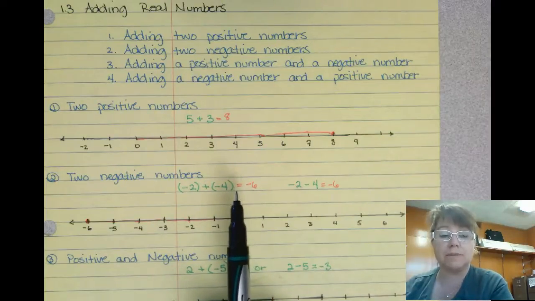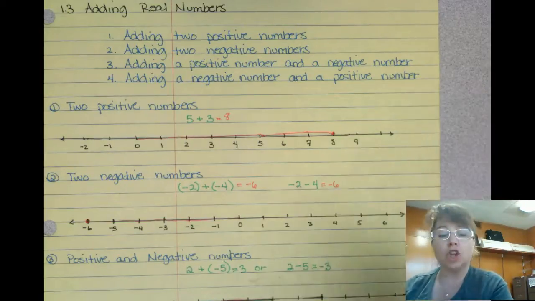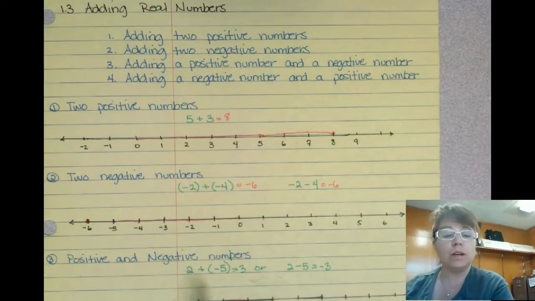keep the negative sign. If it's a positive and negative number, we're going to subtract the two numbers and then leave the sign of the larger of the two numbers. So in this case, 5 minus 2 is 3, but the larger number, 5, has the negative, so the answer is negative 3.